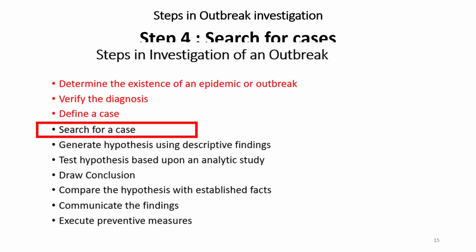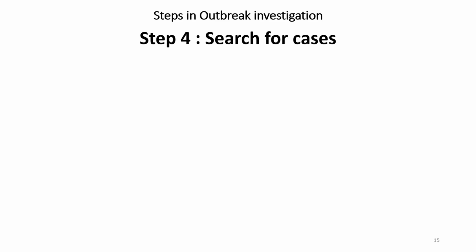Okay, so now we have seen the first three steps. The first step is to determine the existence of an outbreak. The second step is to verify the diagnosis, and the third step is to define a case. What is the fourth step? The fourth step is to search for a case. Why do we need it?